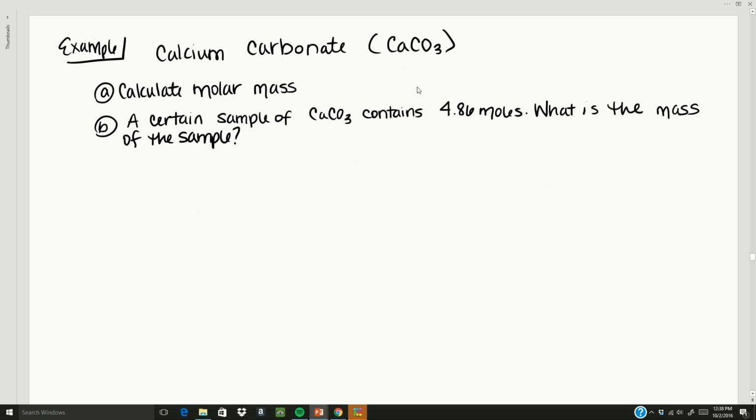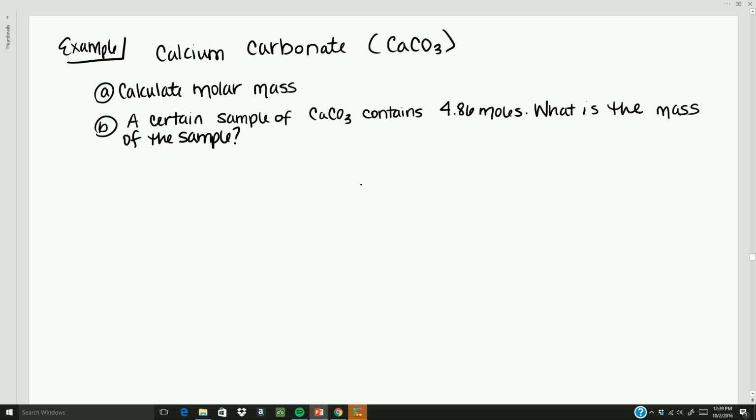Okay, so now we're going to look at another example. Calcium carbonate is something we talked about a little bit in the last few lecture videos. We really named calcium carbonate. So calcium carbonate is CaCO3. So the first part of this problem wants us to calculate the molar mass, and part B says a certain sample of calcium carbonate contains 4.86 moles. What is the mass of the sample?